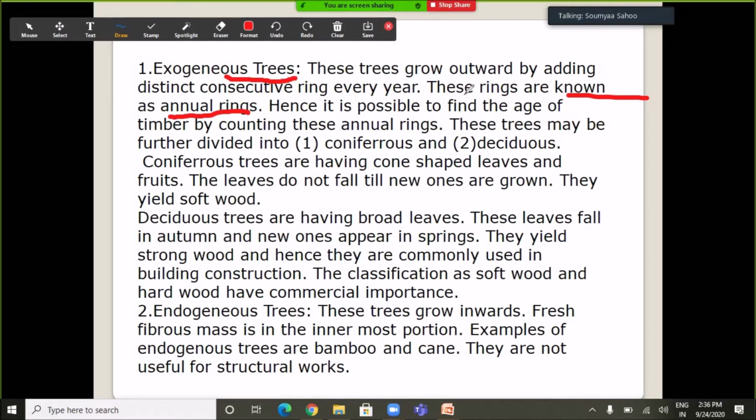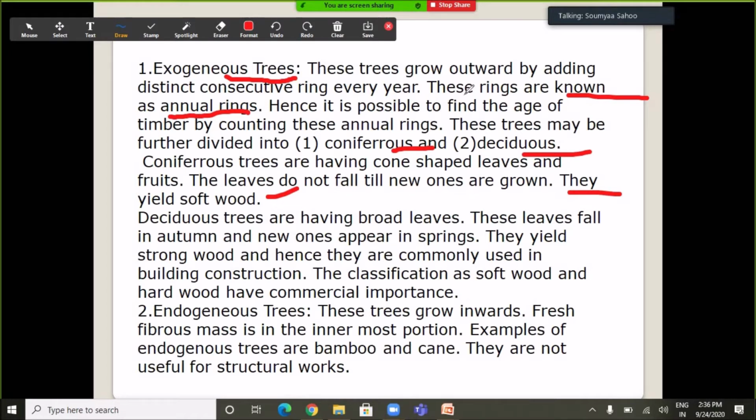And these exogenous trees are further classified into coniferous tree and deciduous tree. So coniferous trees have cone-shaped leaves and fruits, and the leaves do not fall till new ones are grown. They yield softwood. Some examples of softwood are chir, fir, and keol.